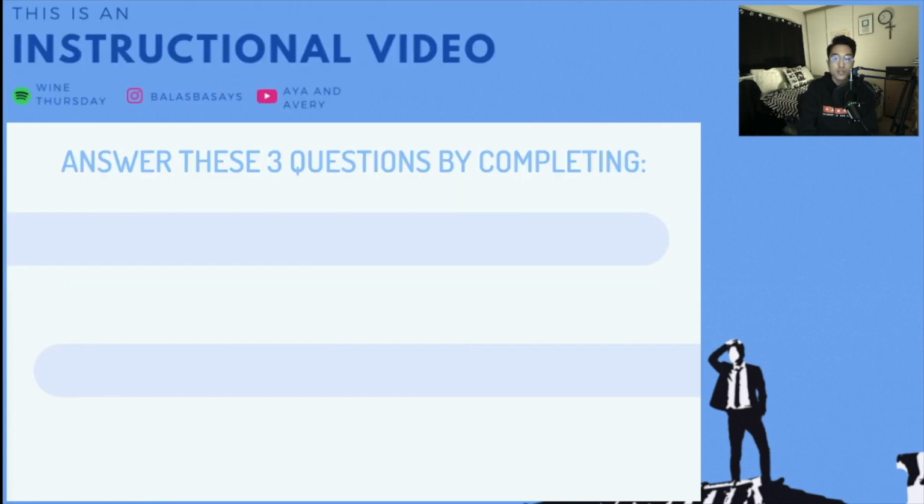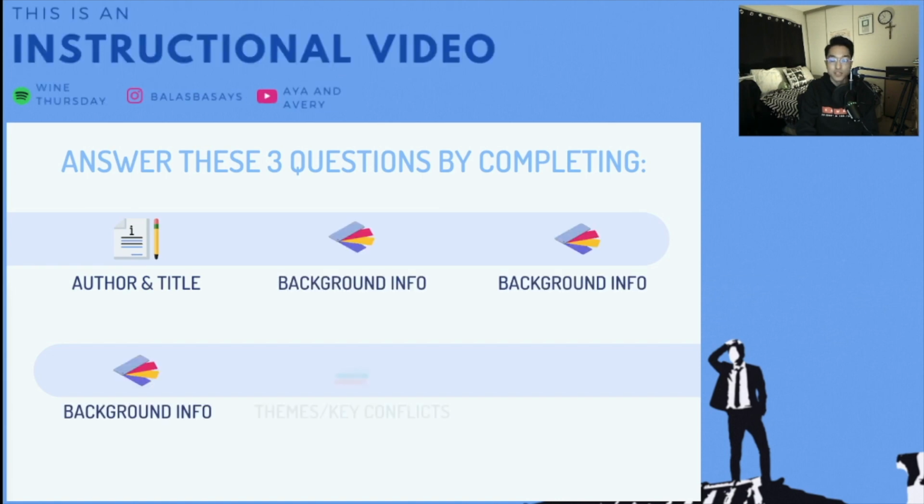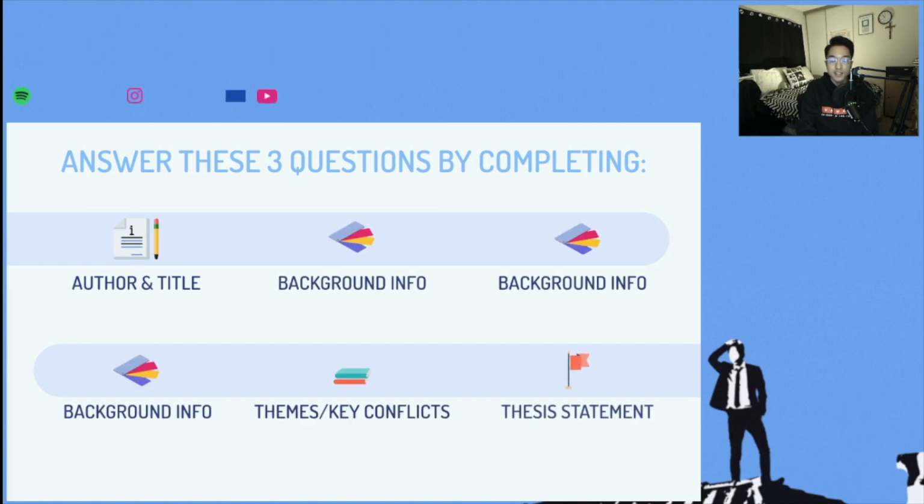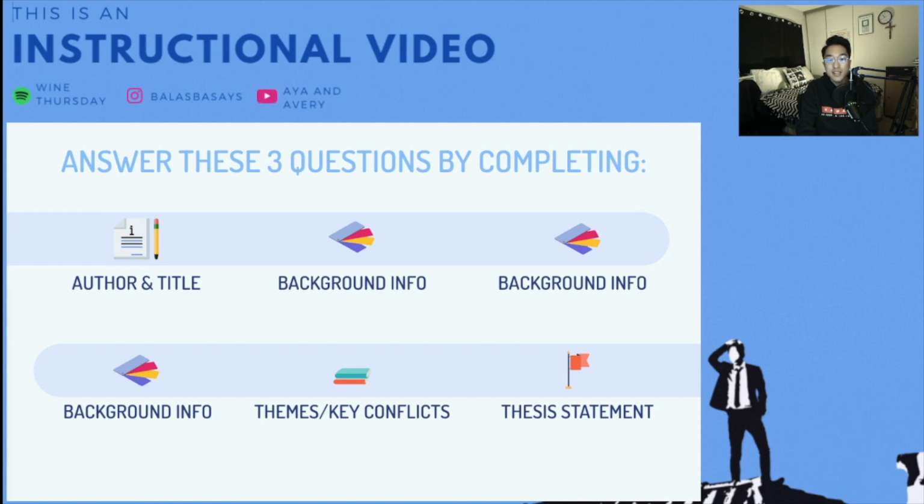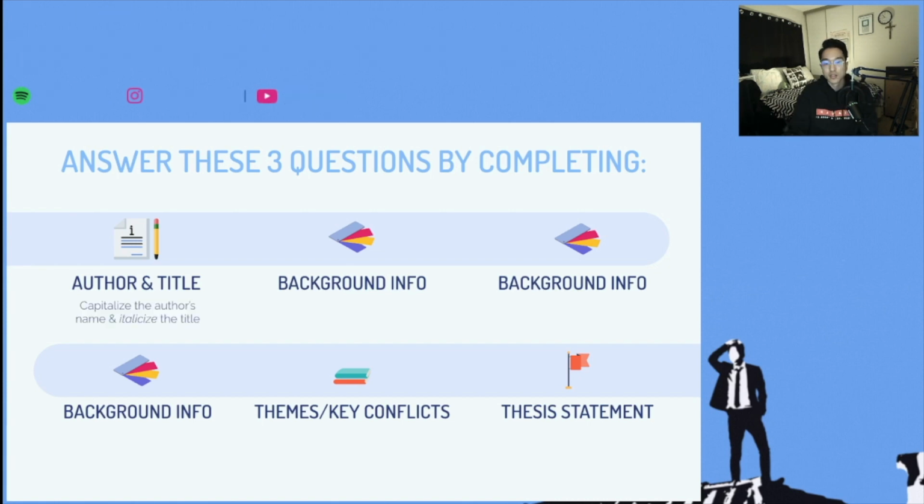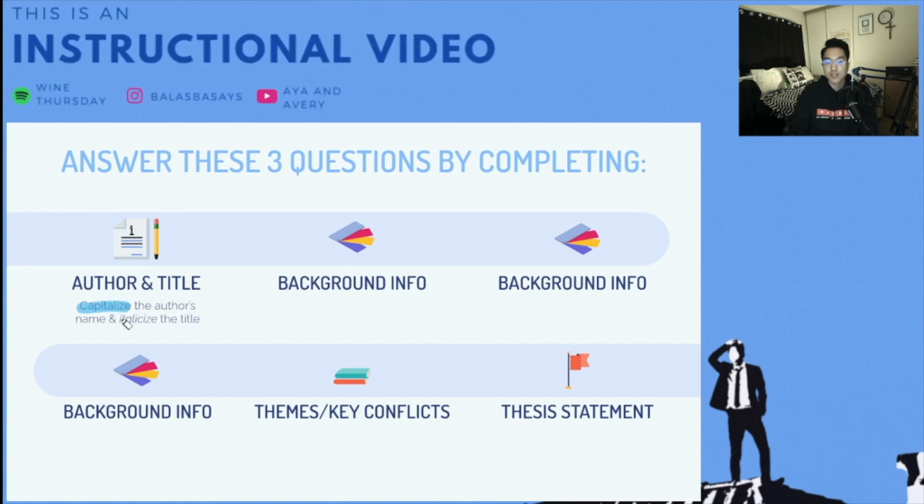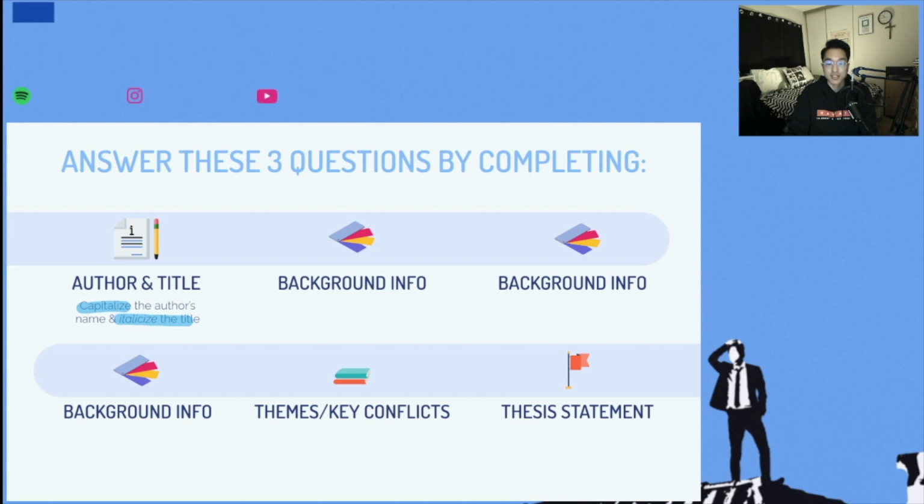Some of the requirements you'll need in your introduction paragraph are the author and title, background information, themes and key conflicts, and lastly, your thesis statement. Now let's take an in-depth look at how all of these elements link back to those 3 important questions that an introduction answers. So make sure you capitalize the author's name and italicize the book title. This is key. This is MLA formatting, not my rule. It's just a standard rule for English essay writing in general.